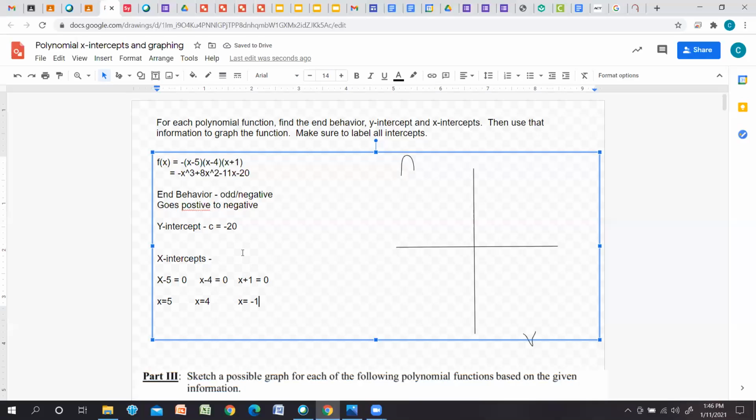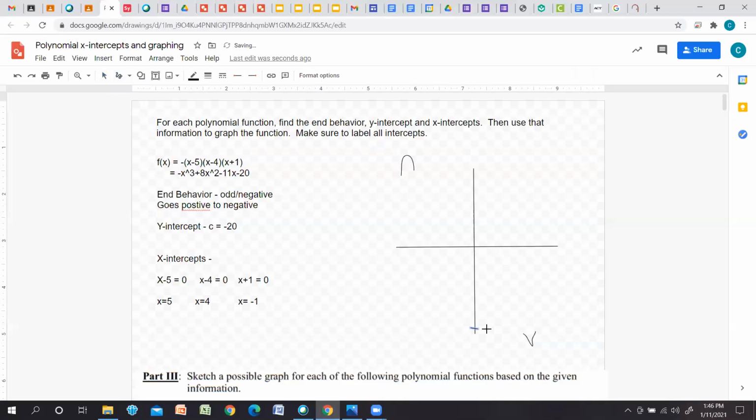All right, so I'm just going to graph out those points and then draw the graph of the polynomial. Okay, so -20, this isn't quite to scale, but just write the correct numbers on the right side, right? -20 is obviously less than 0. So then I mark the other ones, 5, 4 for the x-intercepts, and -1.